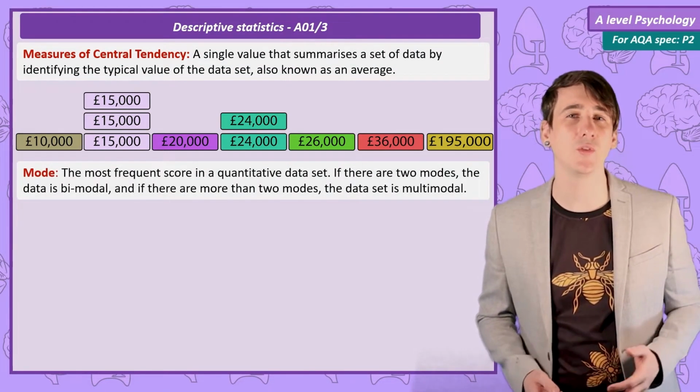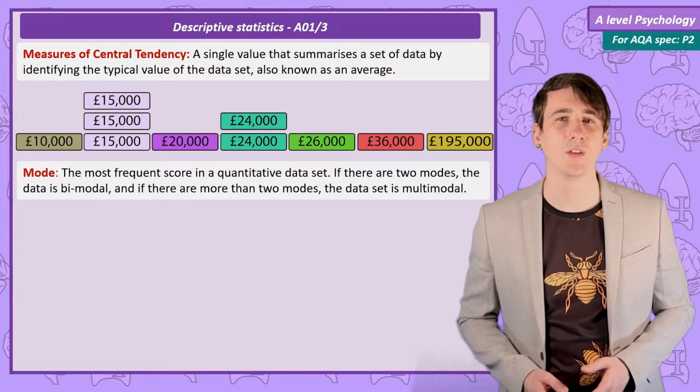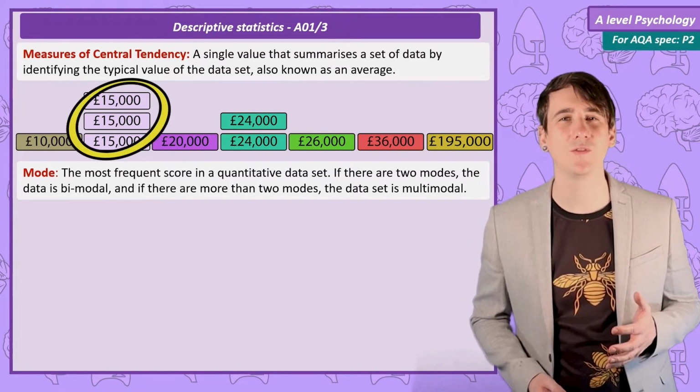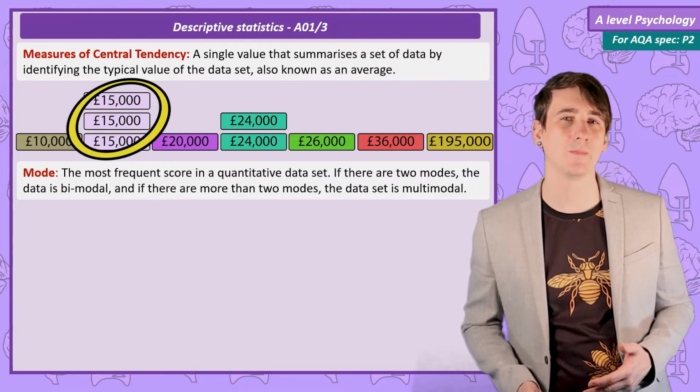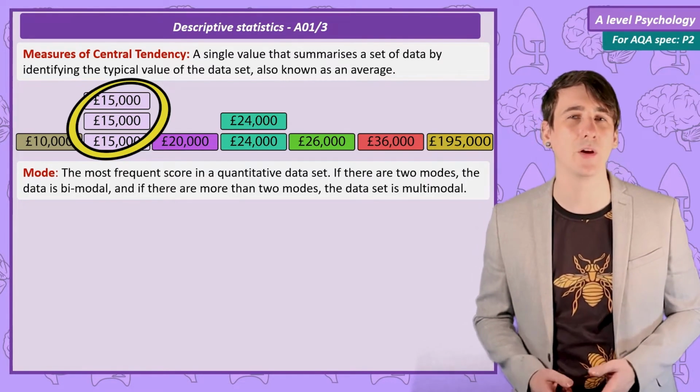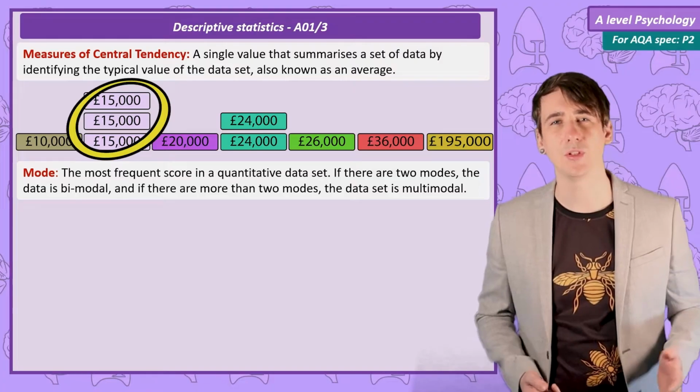The mode. Let's start calculating measures of central tendency with the simplest, the mode. The mode is the most frequent score in a quantitative data set. So you can see in this data set the mode is 15,000. There can, in some sets of data, be more than one mode. If there are two modes, we'll call that data bimodal. And if there are more than two, multimodal.